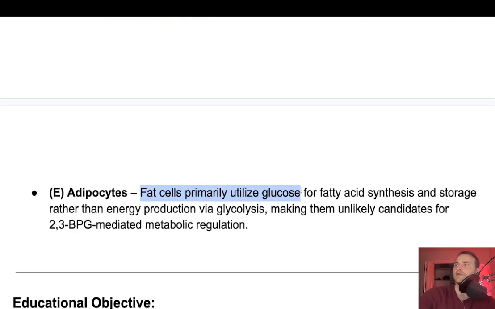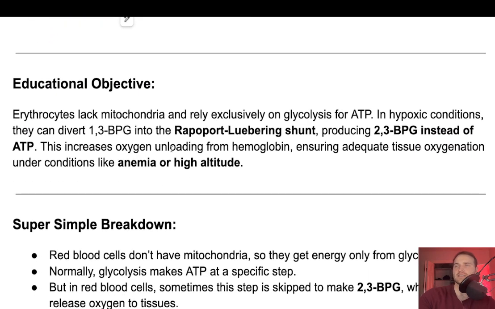Adipocytes, fat cells, use glucose for fatty acid synthesis and storage rather than energy production via glycolysis. So there's not going to be the 2,3 stuff. That's going to be the blood, which transports the oxygen.